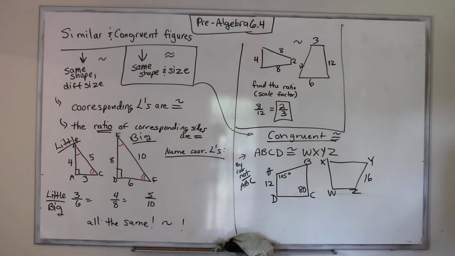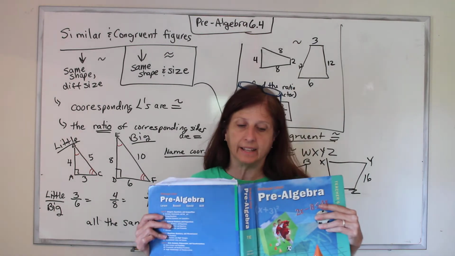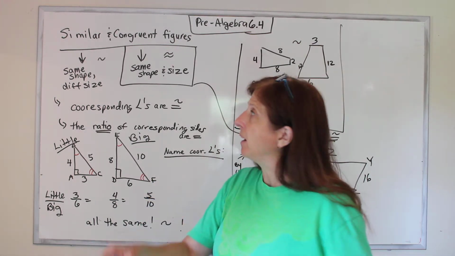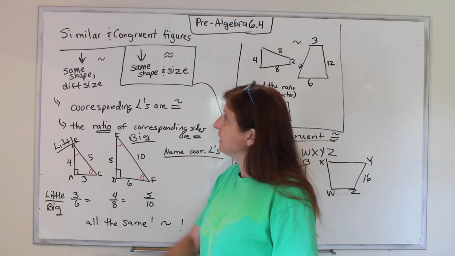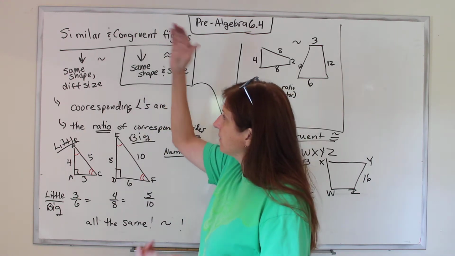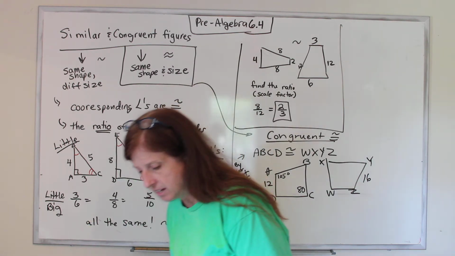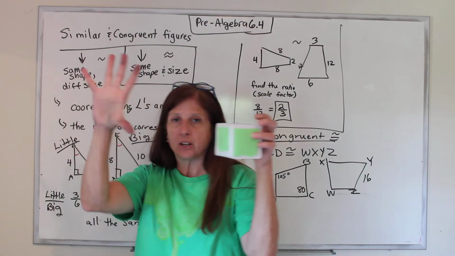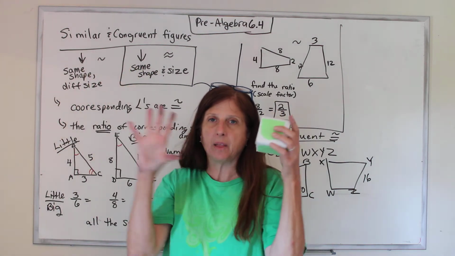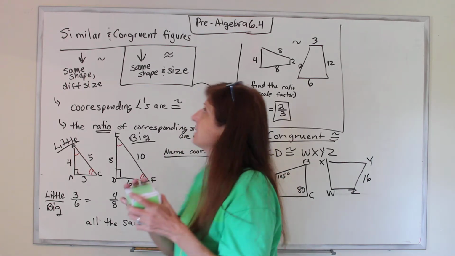Welcome back to Pre-Algebra Chapter 6, Section 4 in this book. We're talking about geometry ideas, similar and congruent figures. If things are similar, they're the same shape but a different size. So like, I have a cube right here. If I had a bigger or smaller cube than this cube, they would be similar. They'd both be cubes, but they wouldn't be the same size.